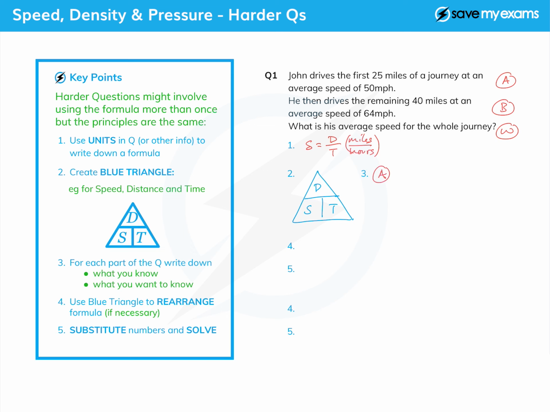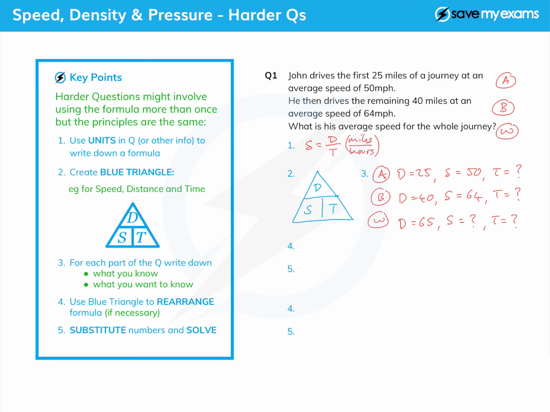So for A, we know that the distance is 25. We know that the speed is 50, but we don't know the time. For Part B, we know that the distance is 40. We know that the speed is 64, and again, we don't know the time. And for the whole journey, we know that the distance is, well, we haven't been given it, but it's 25 plus 40, isn't it? So that's 65. We don't know the speed, and in fact, we don't know the time. So we don't know much about that one.